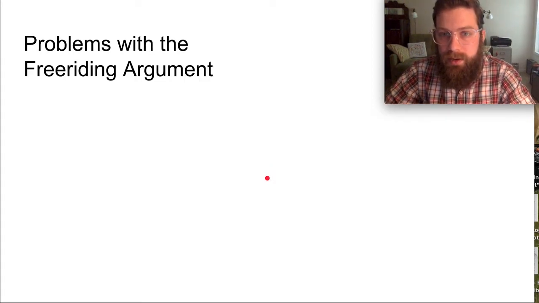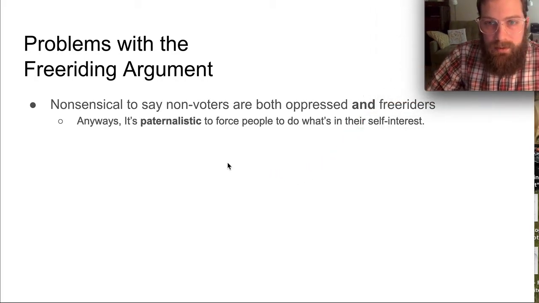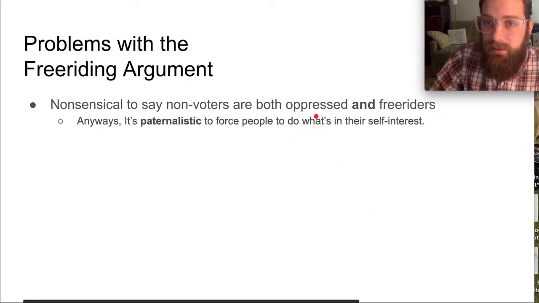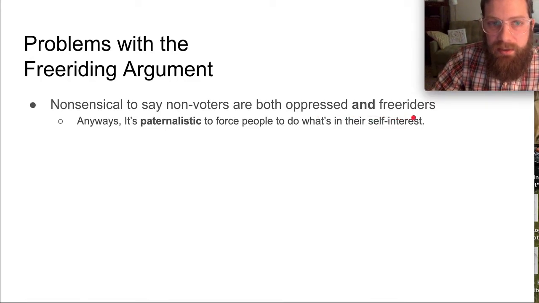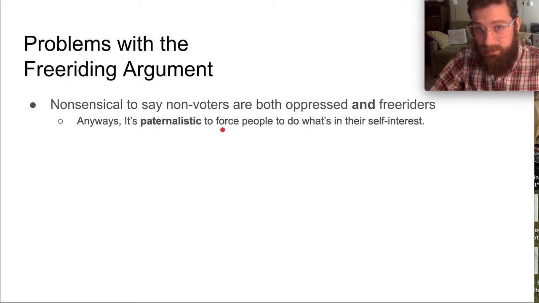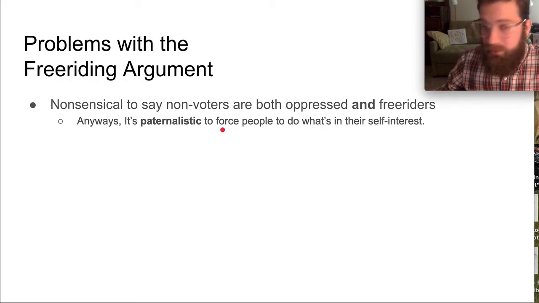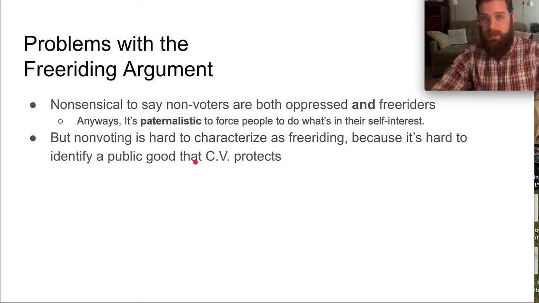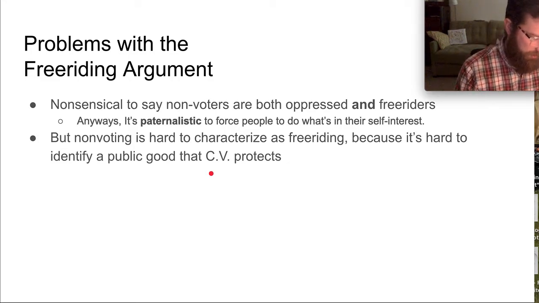Let's look at this point about free riding. Lever suggests that it's nonsensical to say that non-voters are both oppressed, that is, suffering as victims of inequities, and to also say that they're free riding. So it's paternalistic to force people to vote in favor of their self-interest, to make poor people and people of color come out to the ballot box to vote for the people who are allegedly going to help them more. But it's hard to characterize non-voting as free riding because it's hard to identify a specific public good that compulsory voting protects.